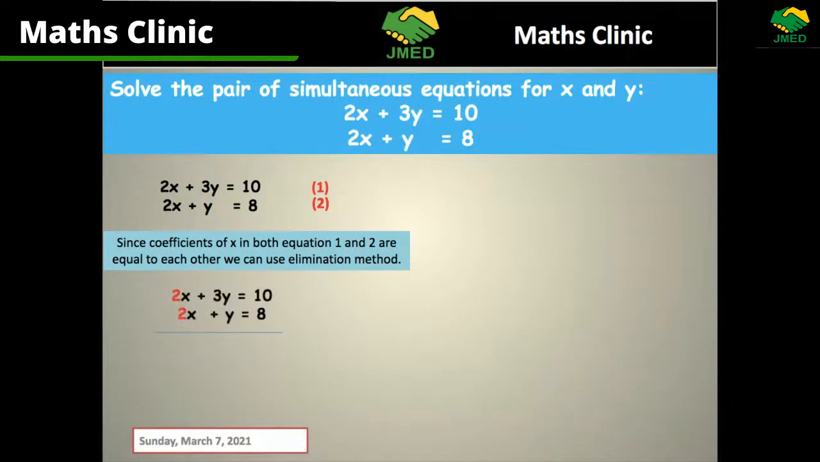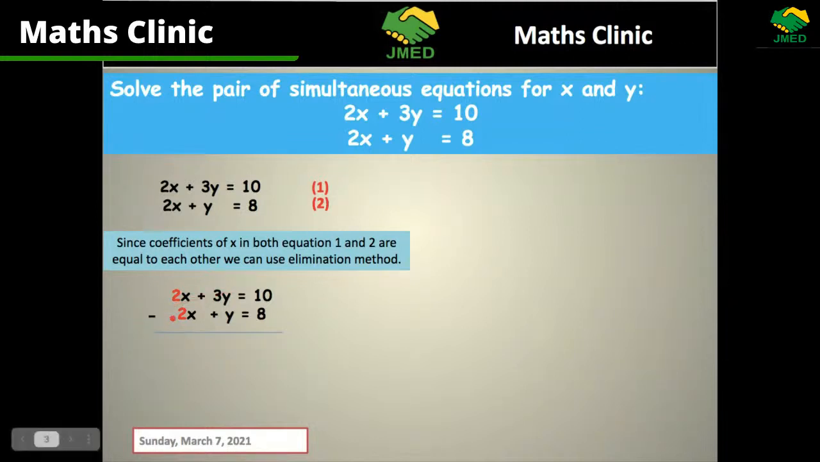And so what we do, we rewrite the equations and we literally perform a subtraction on the equation. We subtract equation 1 from equation 2. And what happens is we get 2x, take away 2x, which makes 0. So this is the elimination method. The idea is to remove one of the variables.